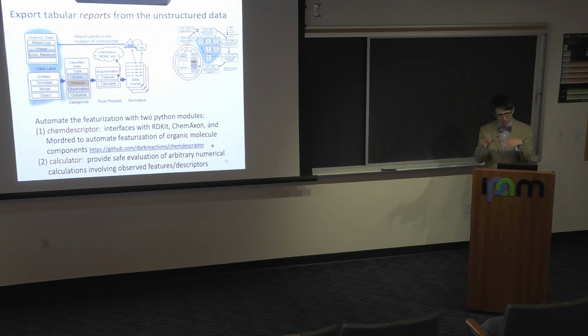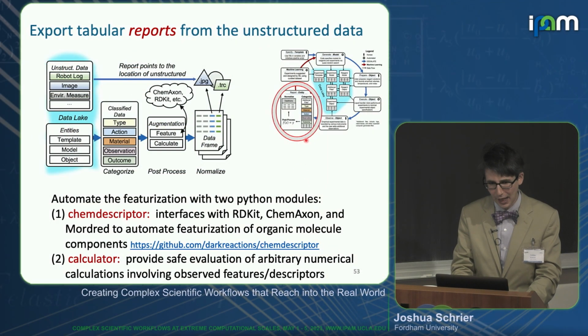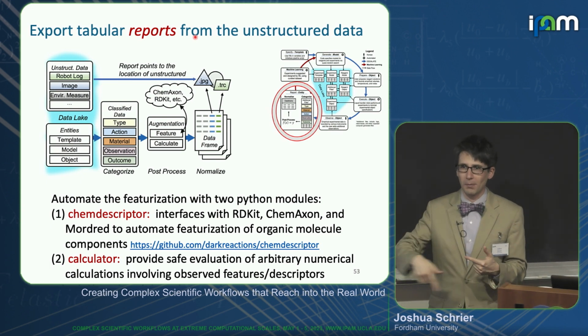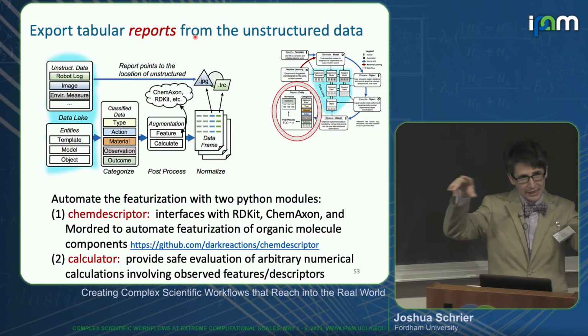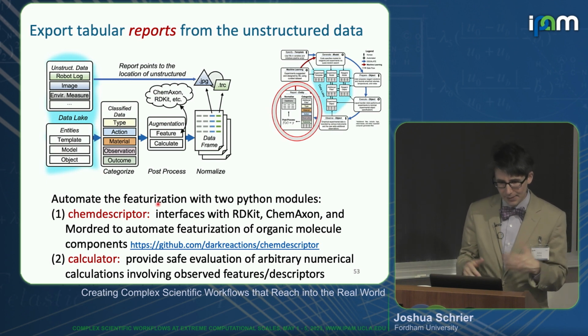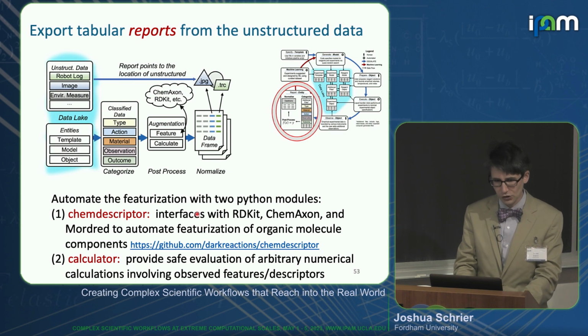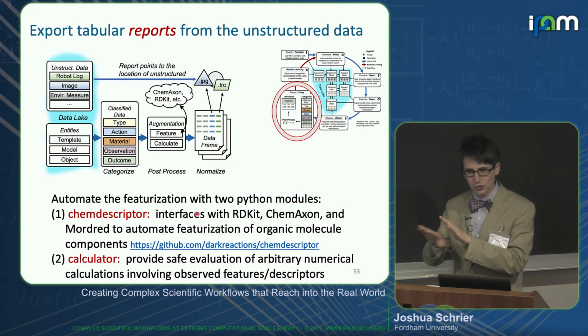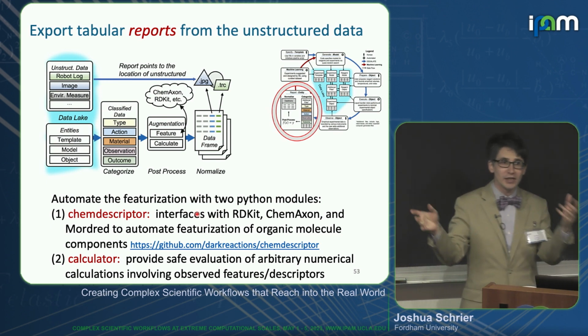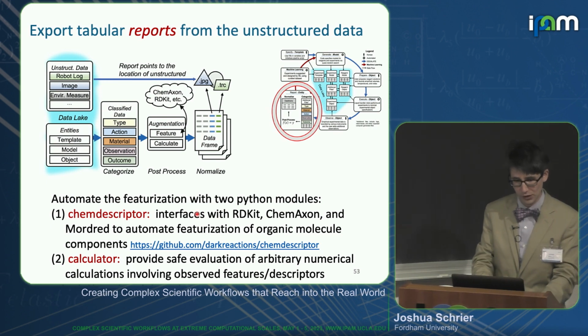The other thing, and actually the part that we decided to keep and focus on, was that in a lot of use cases, you want to export some tabular form of all of this data. So you need some way of reducing all those observations into tabular data. And so really, that's what we focused on. For the organic molecules, it's possible to featurize them. And we built a package that we call ChemDescriptor that basically allows you to talk to RDKit or ChemAxon or Mordred and pull out different fingerprint values and associate them with your data.